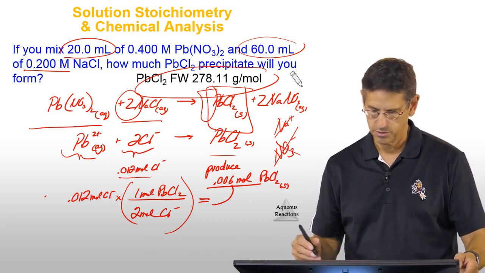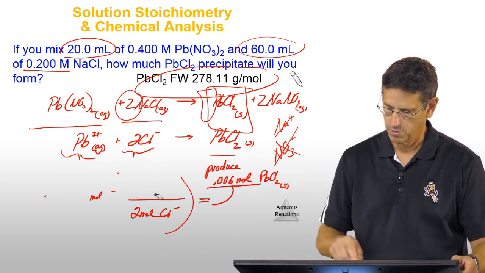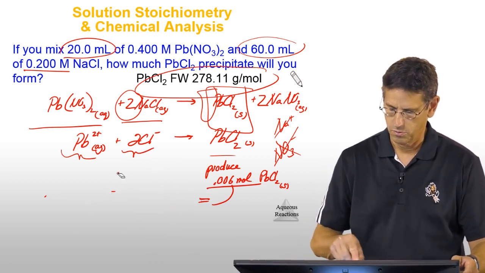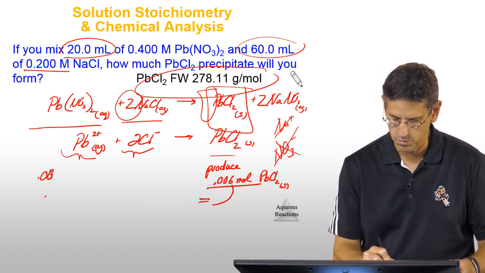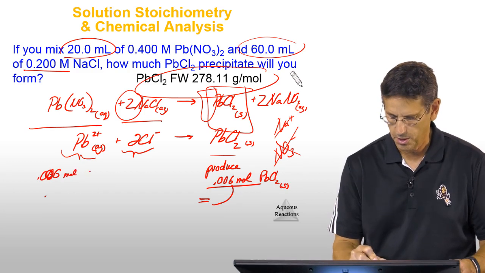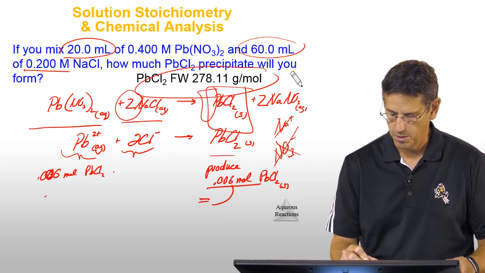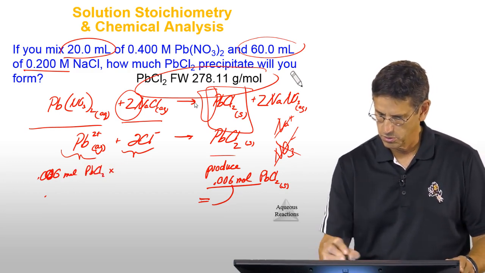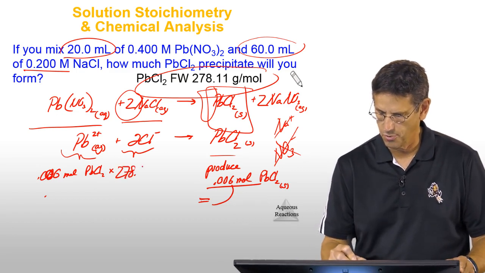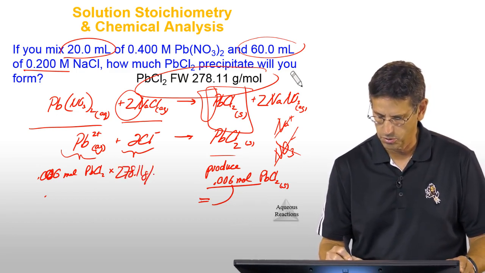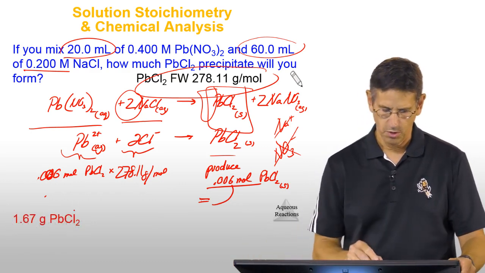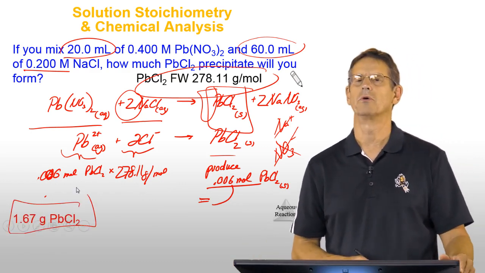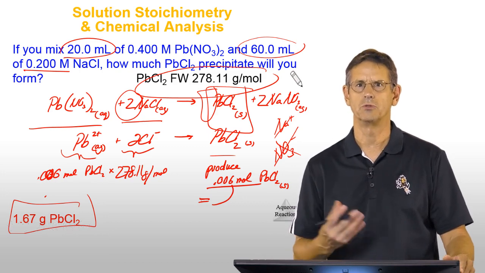We're going to produce 0.006 moles of lead chloride times 278.11 grams per mole. And that's going to give us, what's our answer here? 1.67 grams of lead chloride in my solution.